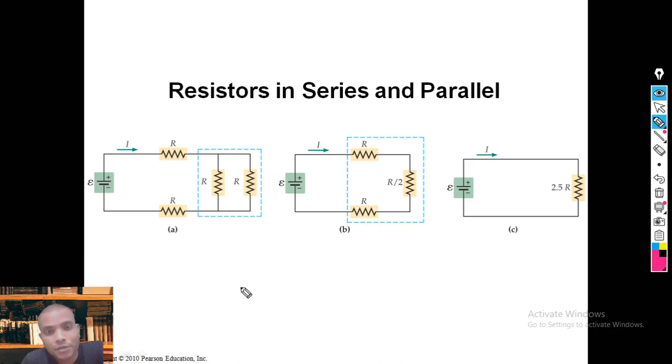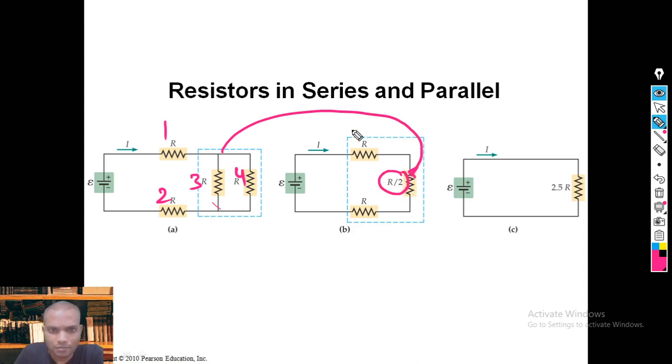We know how to reduce a given circuit, especially in series and parallel combination. Suppose here you can see in the first circuit I am having 4 resistors: 1, 2, 3 and 4. Now 3 and 4 are in parallel, so we know how to combine these parallel resistances. Now 3 and 4 combined become a single resistance of R by 2.